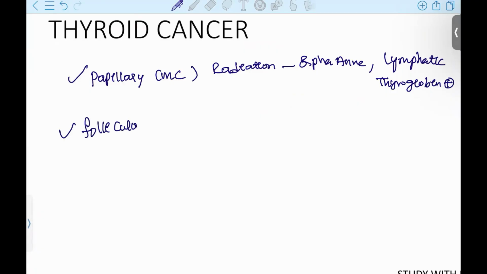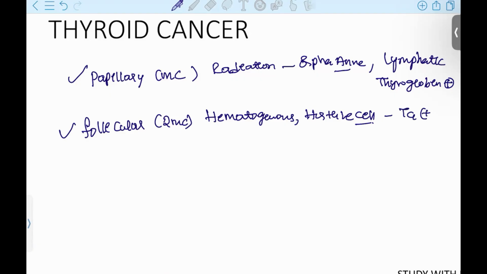So the follicular is the second most common, and it is not associated with radiation. The spread will be hematogenous, and the Hurthle cell variant is seen in this patient. Okay, Hurthle cell, this is the orphan cell. And next, this is also going to be positive for thyroglobulin.